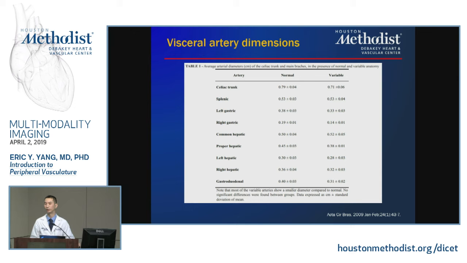So usually when you see something over 2 centimeters in the splenic artery, aneurysm-wise, that's grounds for having a vascular surgeon go in to do some kind of an intervention to prevent that complication.